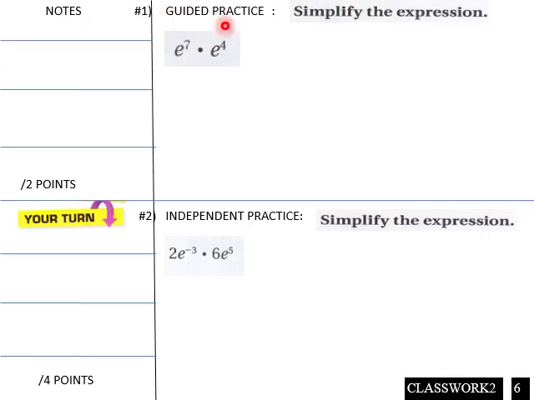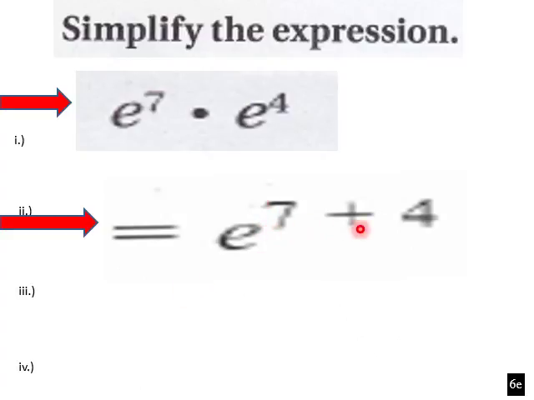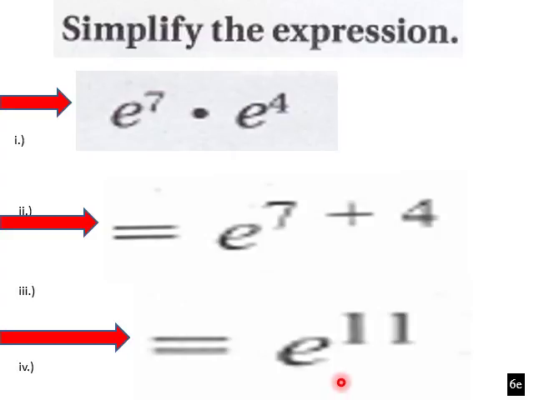Okay, so here's our first guided practice. Students, this one's on you, so do that. We're going to do the guided practice now. e to the 7th times e to the 4th. You have the same base here, so we use the product of powers property of exponents. e to the 7 plus 4, and e to the 11.